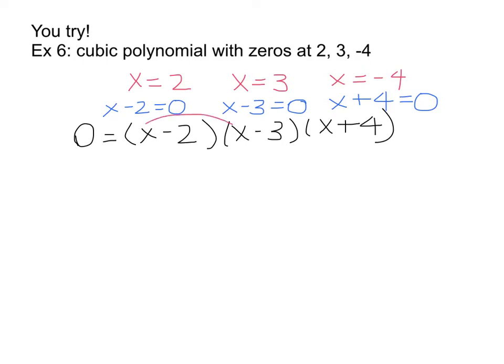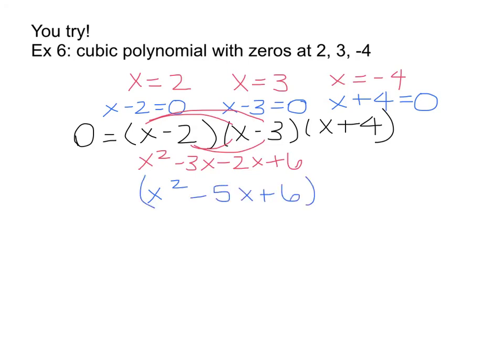So we're going to start with x times x, and that leaves me with x squared. x times -3 leaves me with minus 3x. -2 times x leaves me with minus 2x. And -2 times -3 leaves me with positive 6. So you want to combine like terms before you keep going. So that leaves me with x squared minus 5x plus 6.